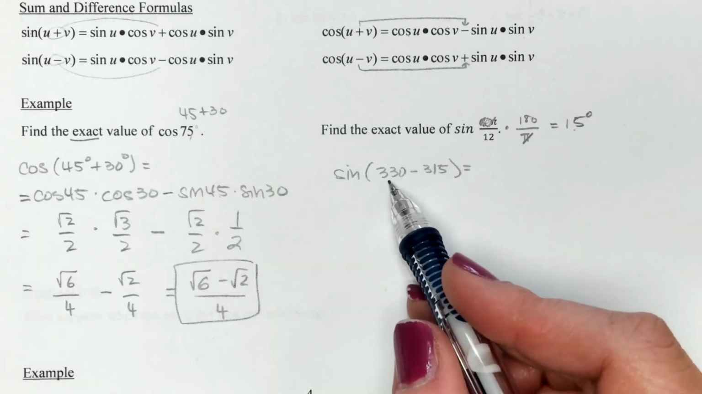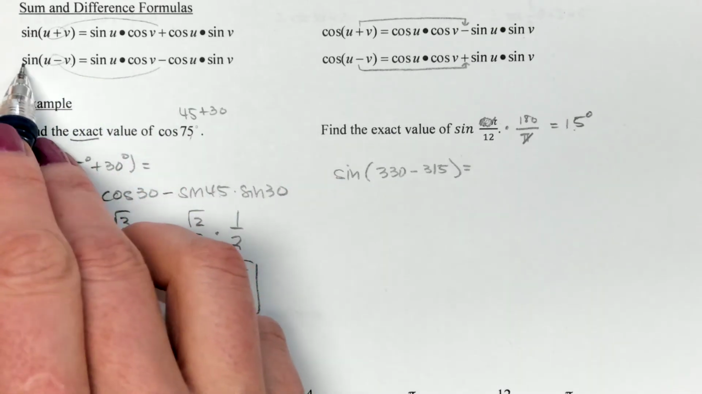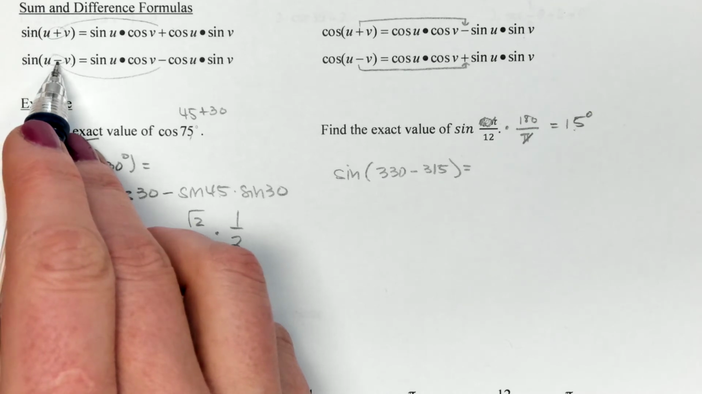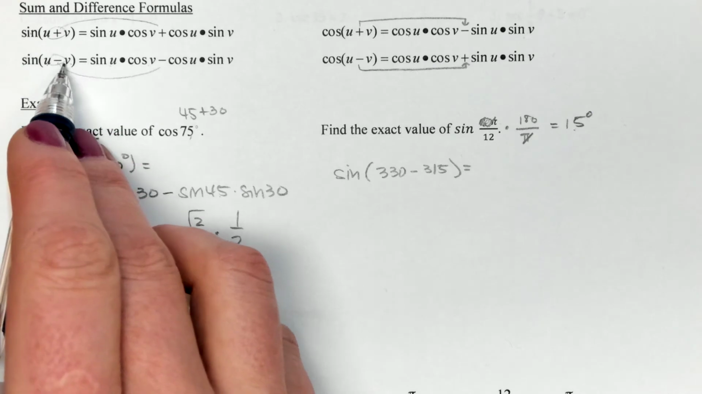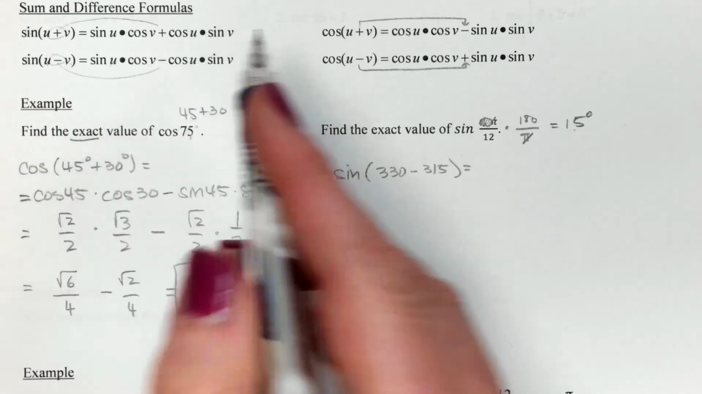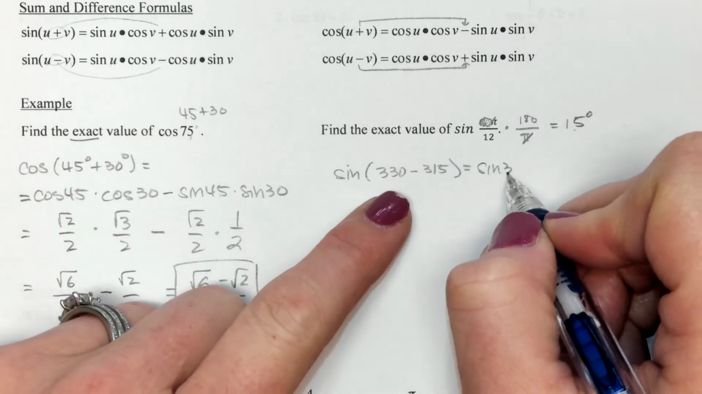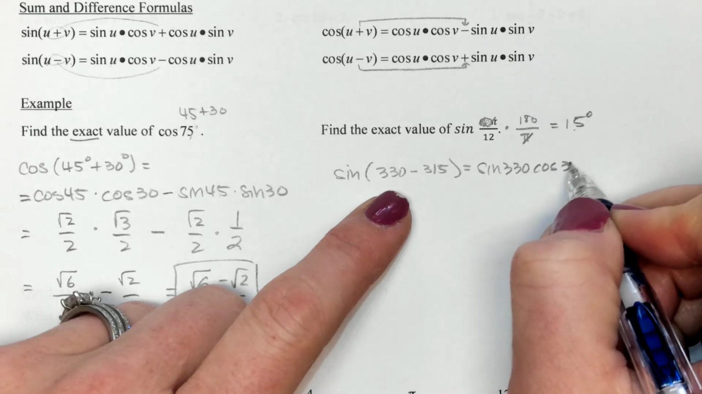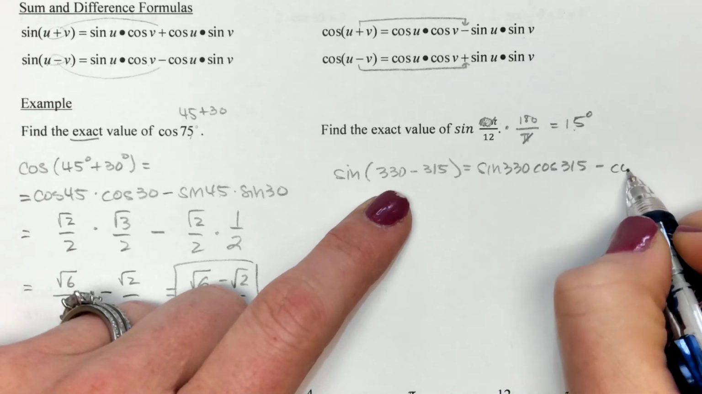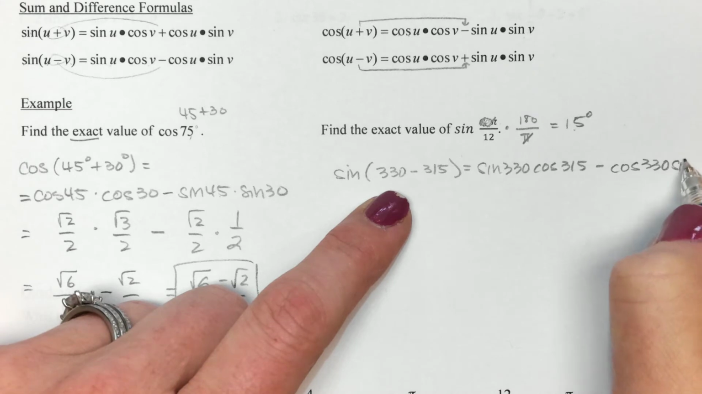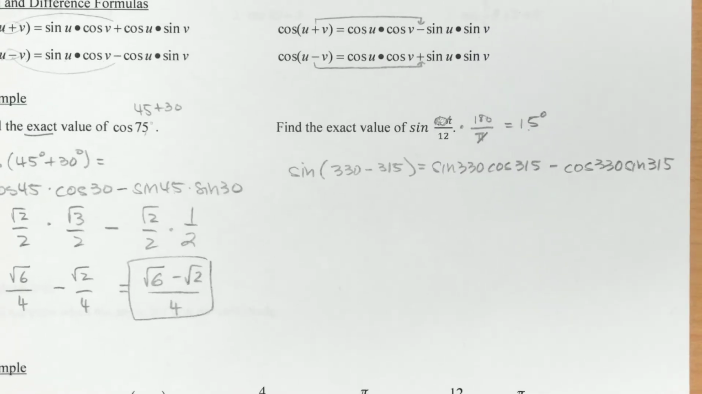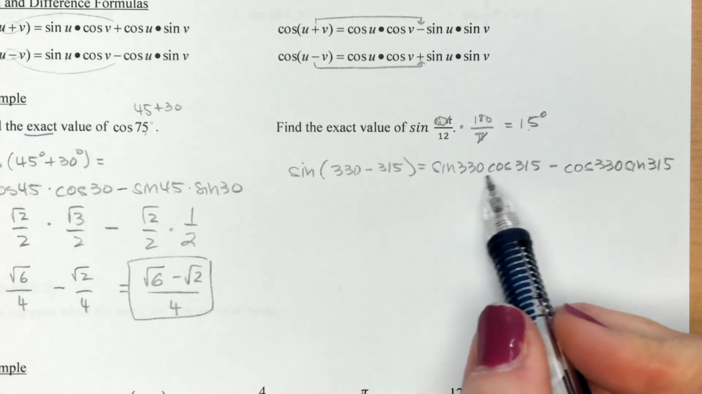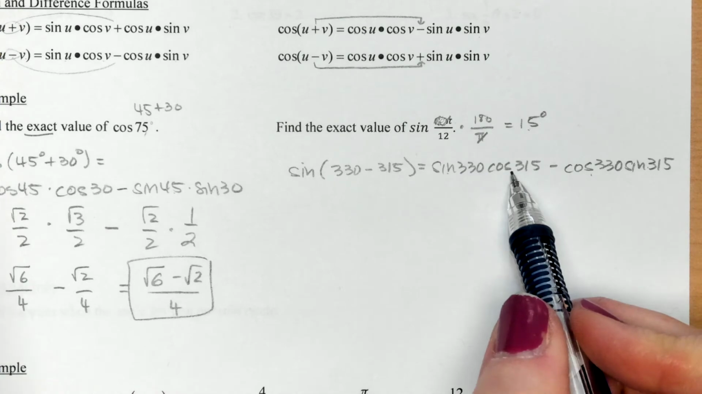So I'm using sine of 330 minus 315, so I look at my sine minus formula because I'm subtracting two angles. And it goes sine of the first, cosine of the second, and then minus, and you kind of flip-flop them. So I'm going to do sine of 330, cosine of 315, and then flip-flop, so we've got cosine of 330 and sine of 315. So you get one of each angle when you're done plugging everything in. And you should see no repeats at that point. Everybody should appear once.